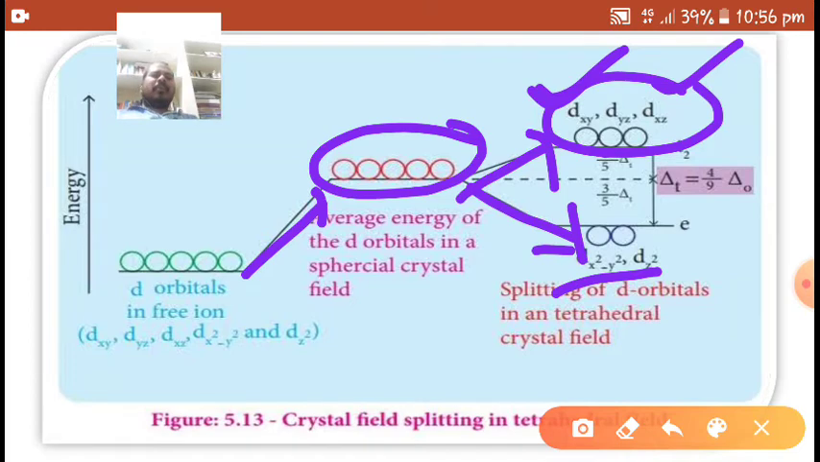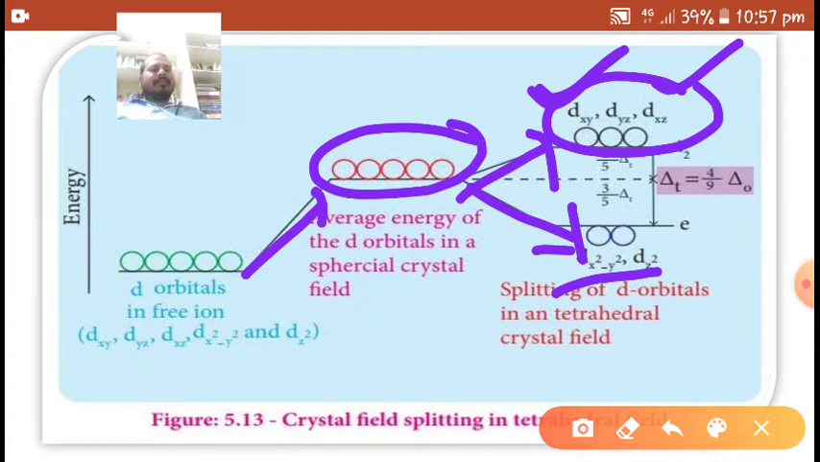If you observe here, it is absolutely reverse to the octahedral complexes. Whereas in octahedral complexes, the ligands approach the metal ion through the axis, so the Eg orbitals' energy will be increased. Here, in the case of tetrahedral complexes, the ligands lie between the axes, so the energy of the T2g orbitals will be increased because the orbitals of T2g lie between the axes.